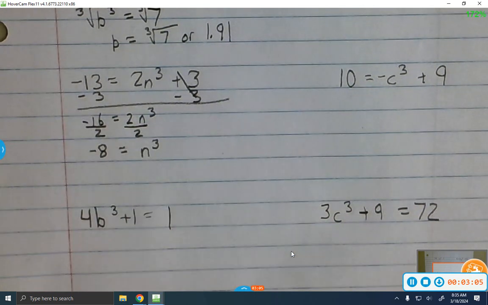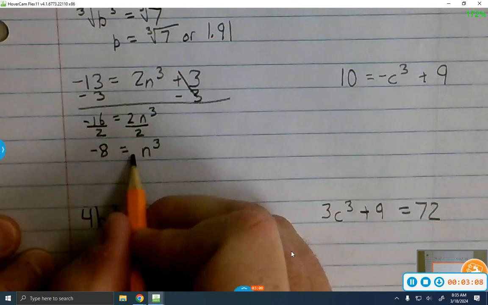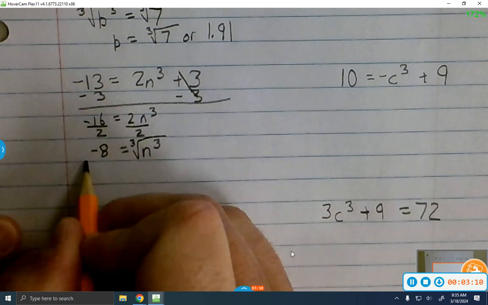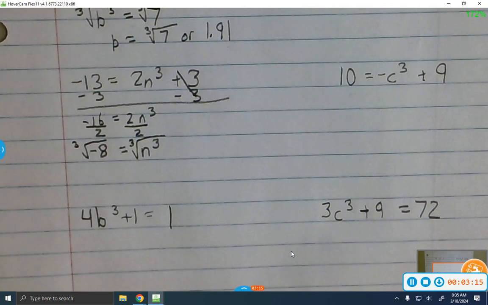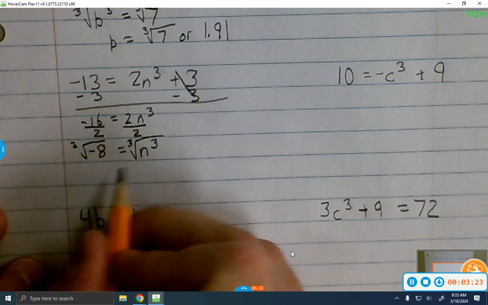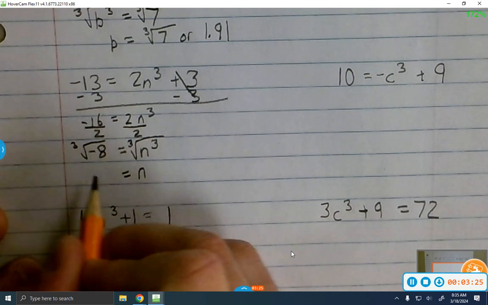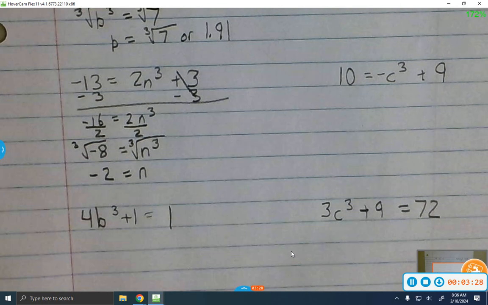If you remember back to when we were doing square roots, when you tried to take the square root of a negative number, it didn't work. But cube roots can have negative answers. So this one's actually a perfect cube. So n equals negative 2, because negative 2 times negative 2 is positive 4, and then 4 times negative 2 again is negative 8. So cubes can have a negative answer.